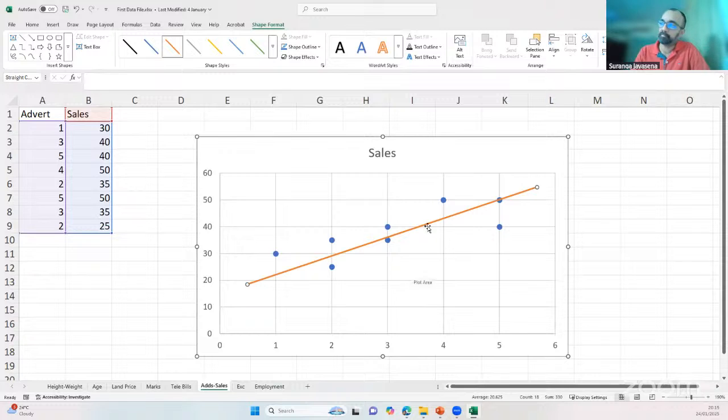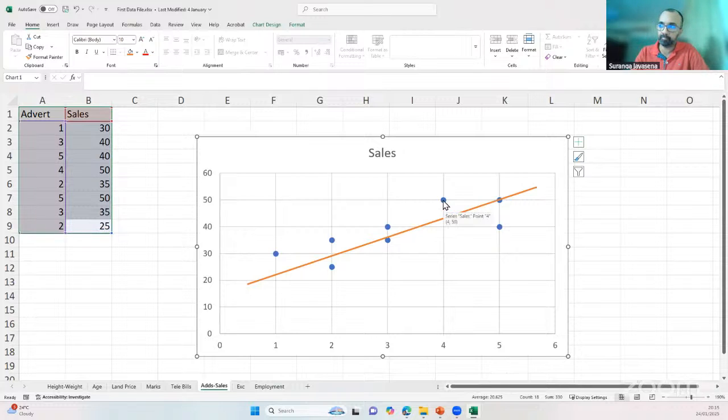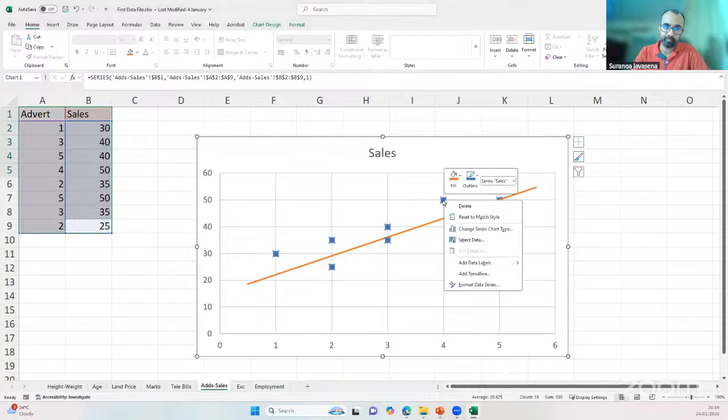The easiest is doing it on the graph itself. You click on one of the dots here, then right click on that dot. Left click first, then right click. Then on the open menu, you can see an option called add trend line. So you click on that.